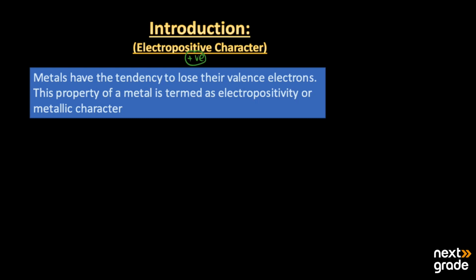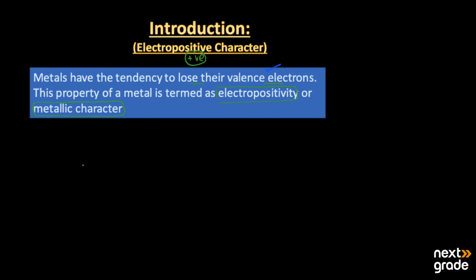Basically, this is the property of metals that they have a tendency to lose their valence electrons, and this property of metals is termed their electropositivity, or their metallic character. We have a lot of metals that can lose electrons from their valence shell easily. Now, what is meant by this valence shell?